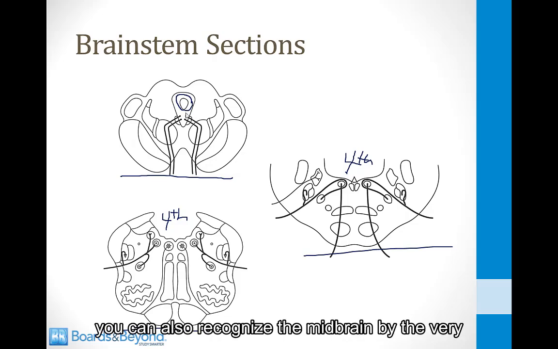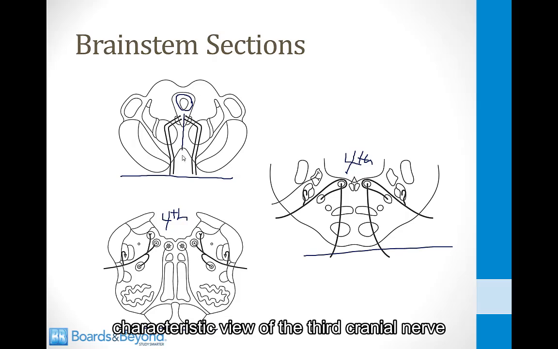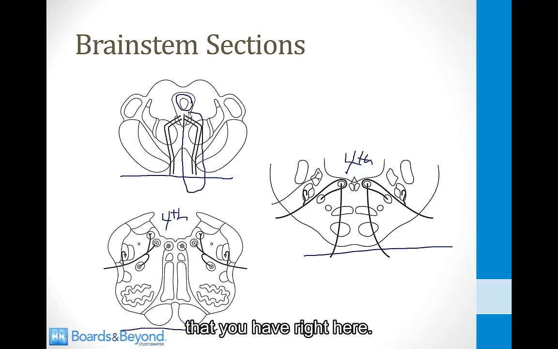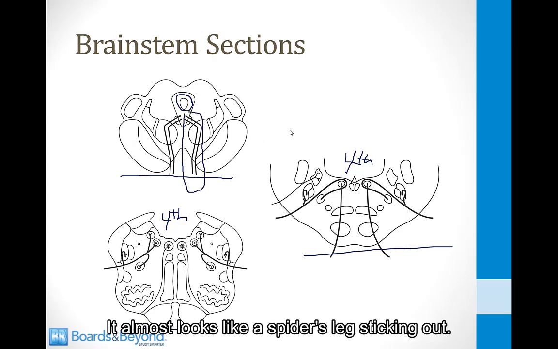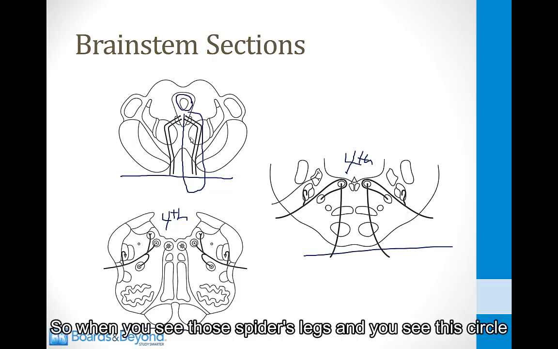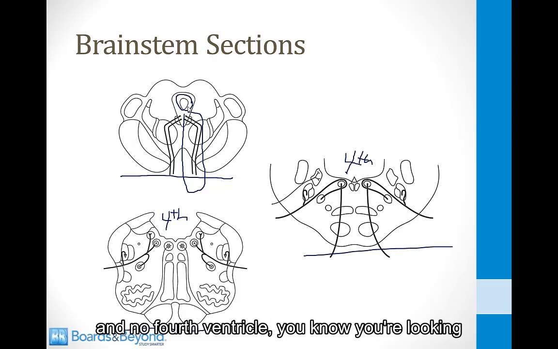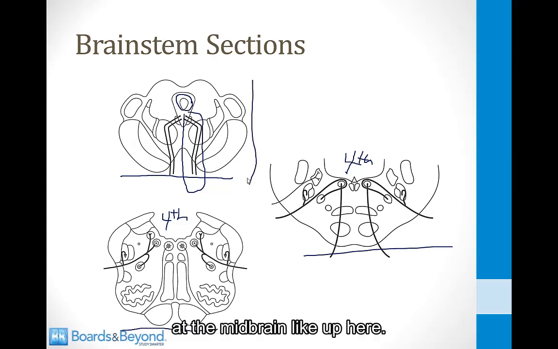You can also recognize the midbrain by the very characteristic view of the third cranial nerve that you have right here. It almost looks like a spider's leg sticking out. So when you see those spider's legs and you see the circle and no fourth ventricle, you know you're looking at the midbrain, like up here.